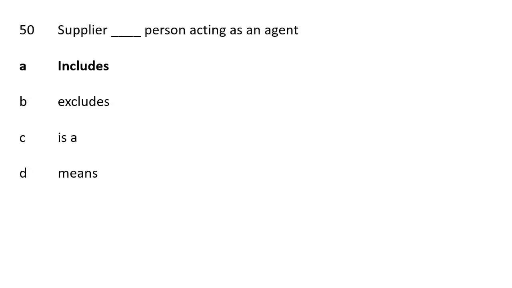Then supplier dash person acting as an agent. Option A includes, option B excludes, option C is, option D means. The correct answer is option A, includes. Supplier includes a person acting as an agent. So this was the last question for today's part.